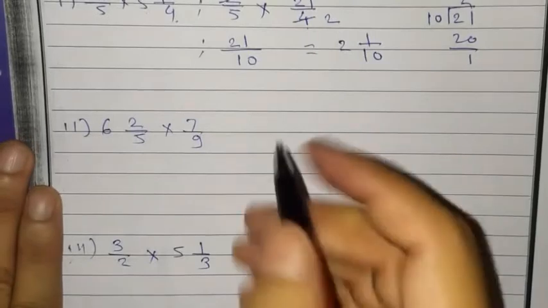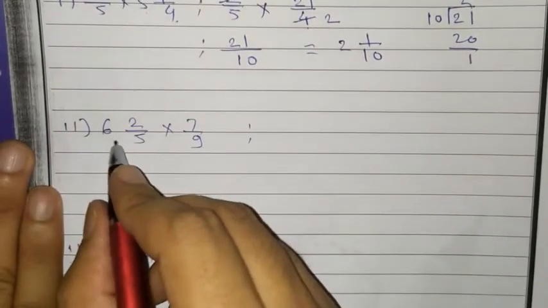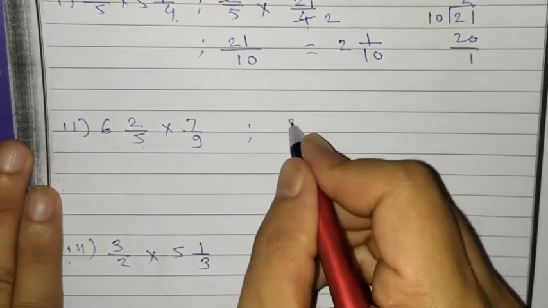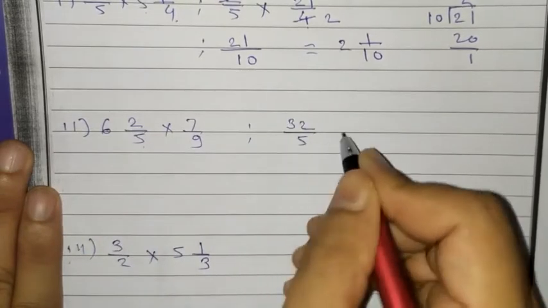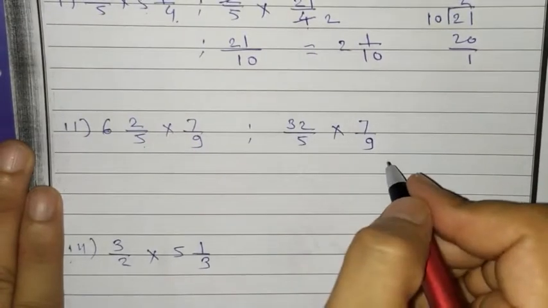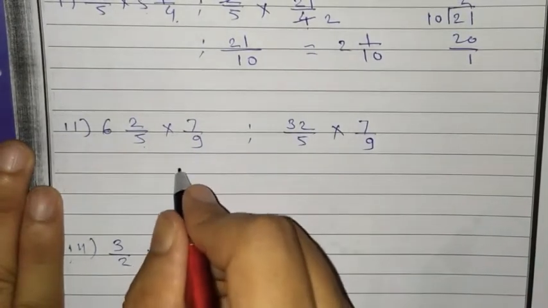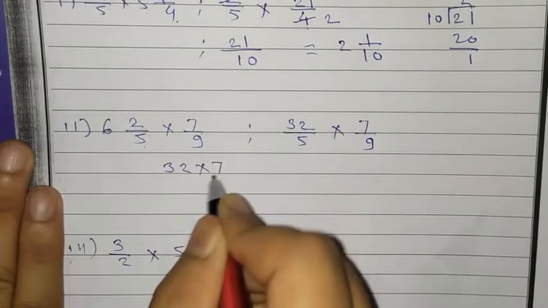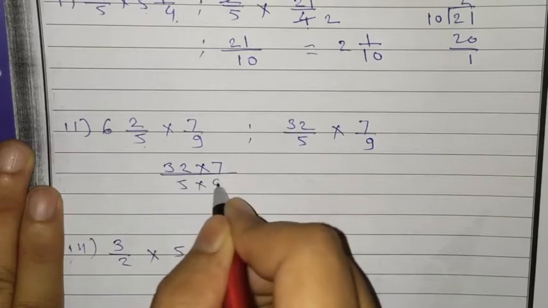Going into the second question. In this second question, we have a mixed fraction. So 6 into 5 is 30, 30 plus 2 is 32. So 32 upon 5 into 7 upon 9. No one number is divisible by the other number, so you do their multiplication directly. So it is 32 into 7 upon 5 into 9.